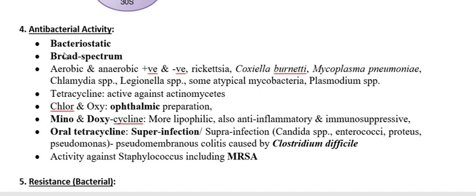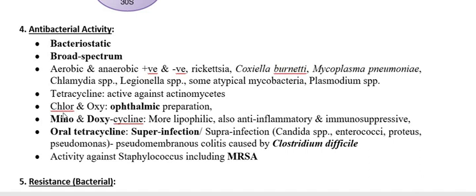So next point, this drug is broad spectrum. Broad means this one is not only specific for gram positive, but it is also going to kill gram negative bacteria, and also going to kill rickettsia, coxiella, mycoplasma, chlamydia, legionella, and some atypical mycobacteria. So this is very, very important and interesting. As well as this is going to kill plasmodium, and also act against actinomycetes. So that is why this tetracycline group is a broad spectrum antibiotic.